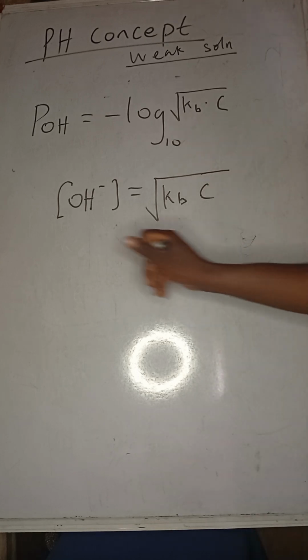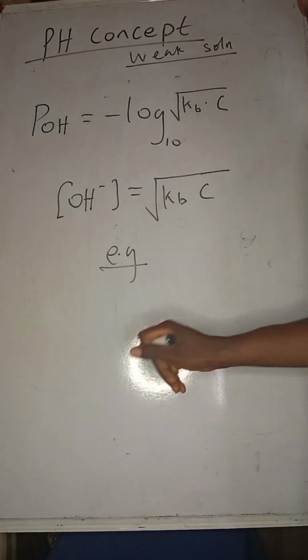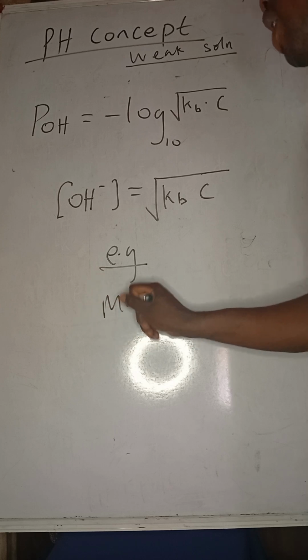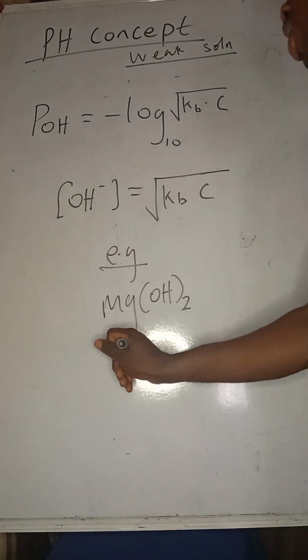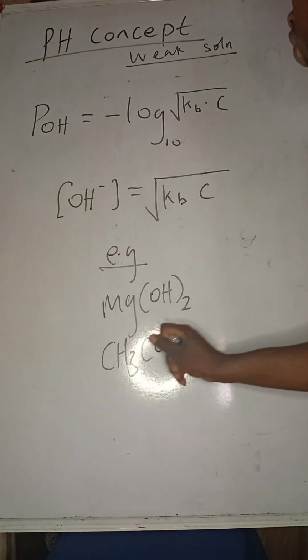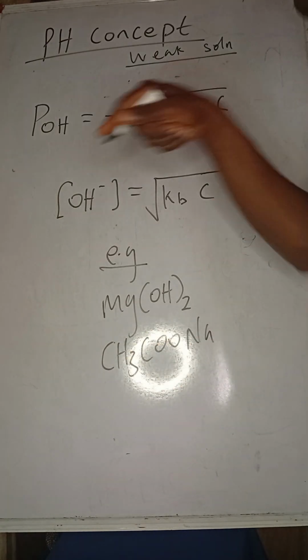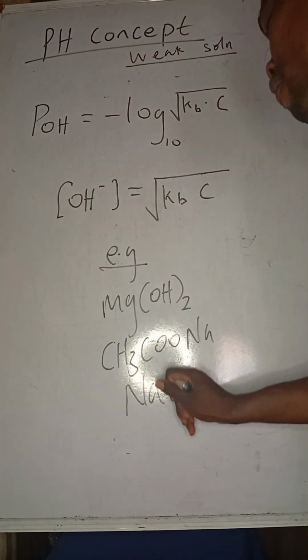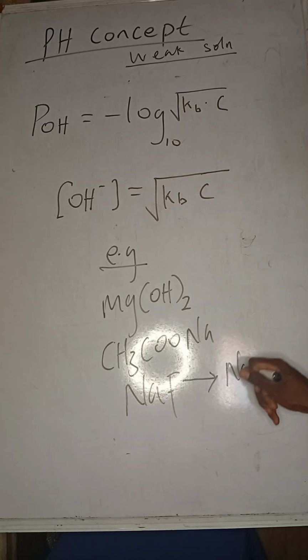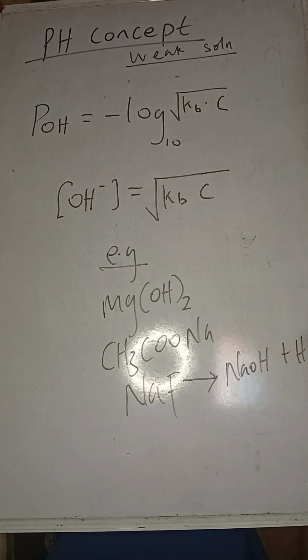Square root of KBC. Who do you solve like this? Things you solve like this are weak bases. I have magnesium hydroxide, a weak base. Things we solve like this are also sodium ethanoate; I call them sort of weak acid, treated as weak base. Who do you solve like this again? NaF. Now, NaF was gotten from NaOH and HF. You see that overall this will be basic in solution because it was made from a strong base and a weak acid.